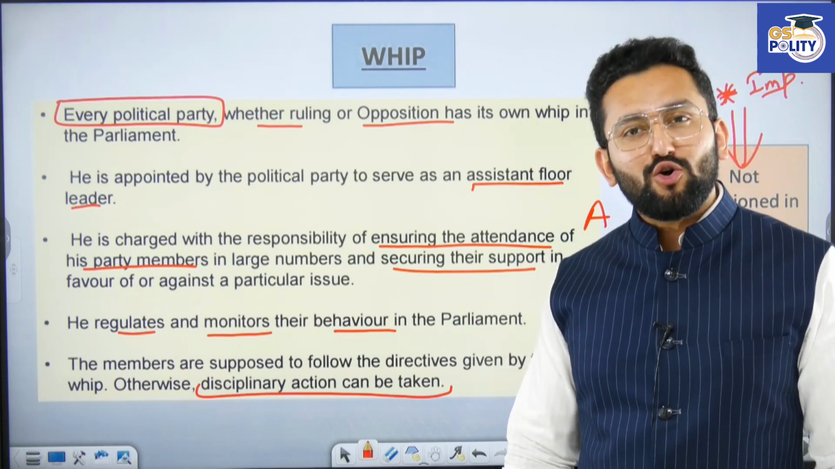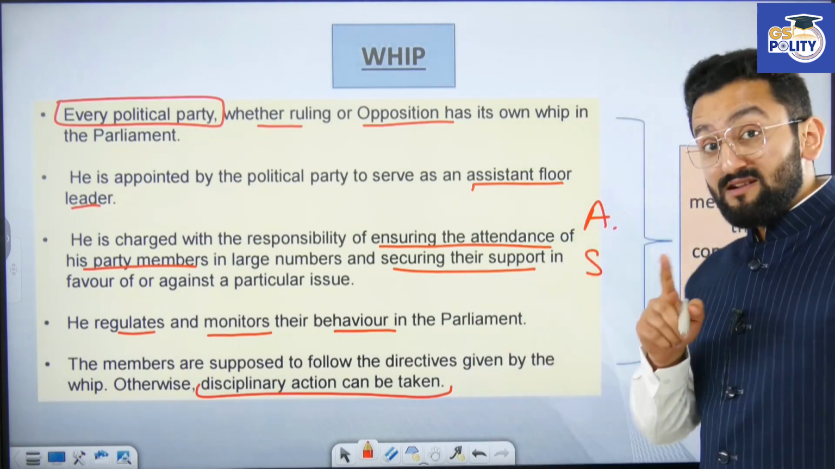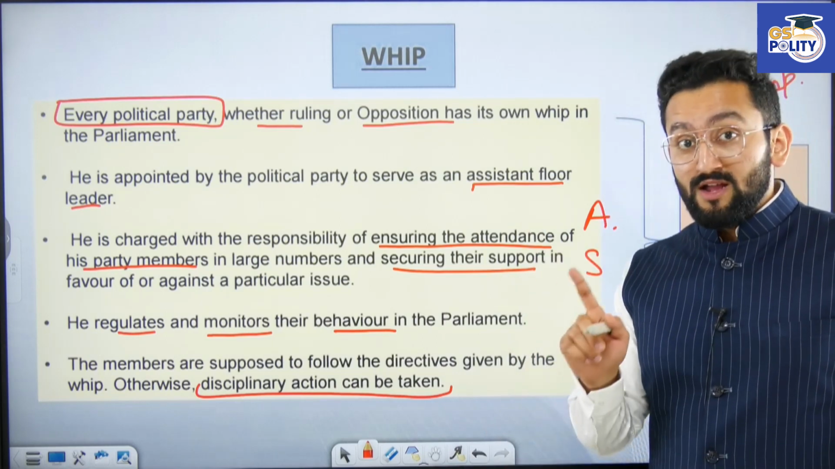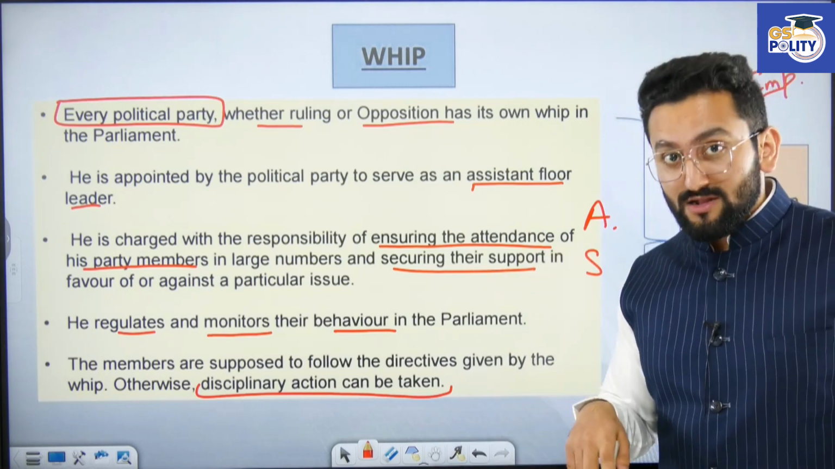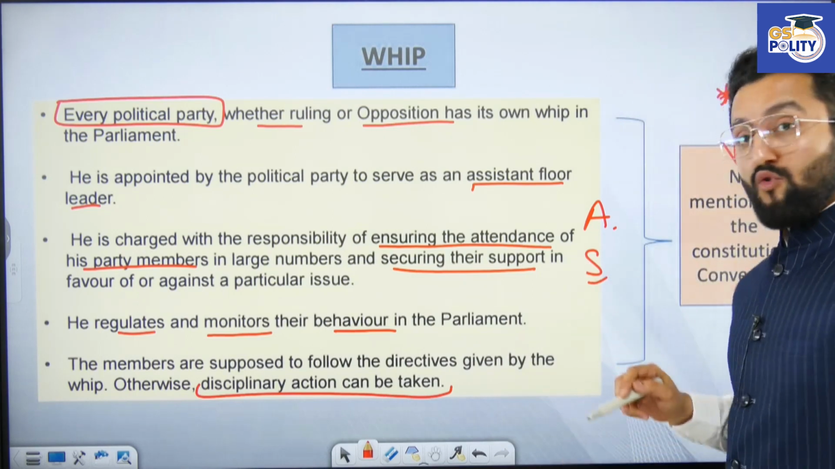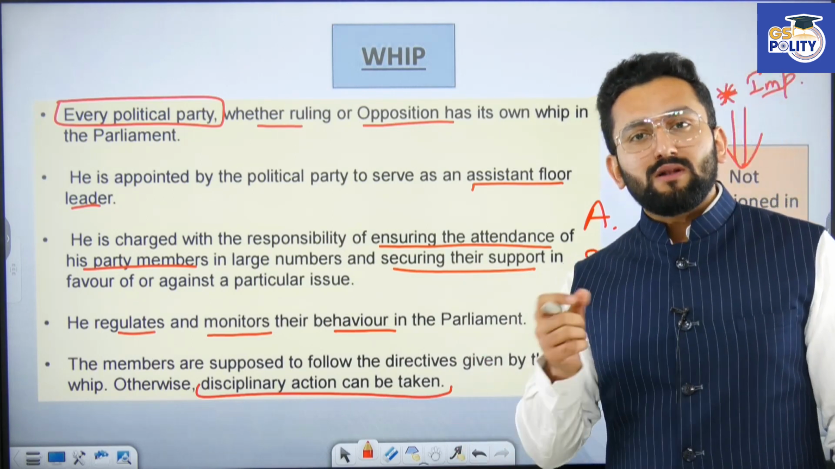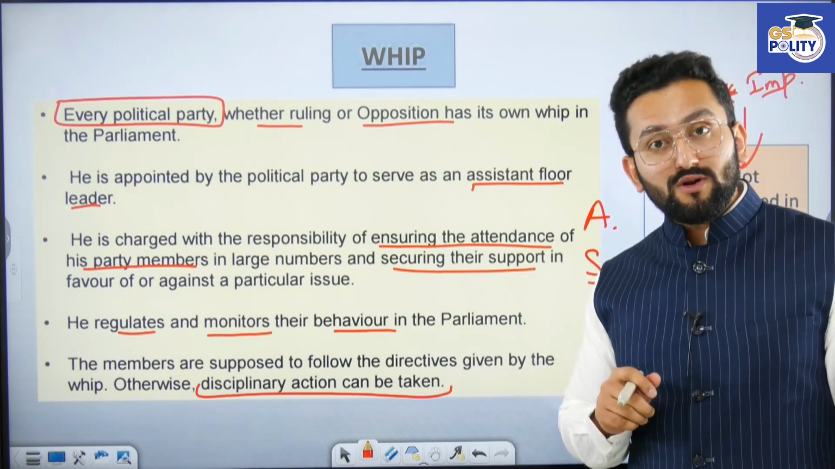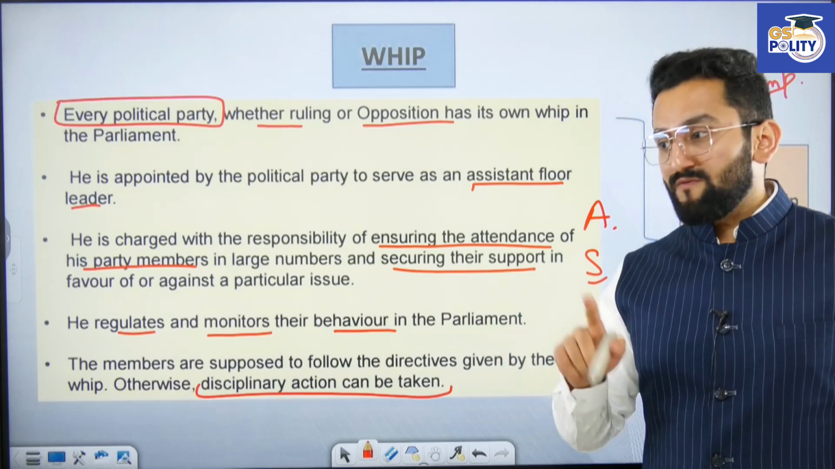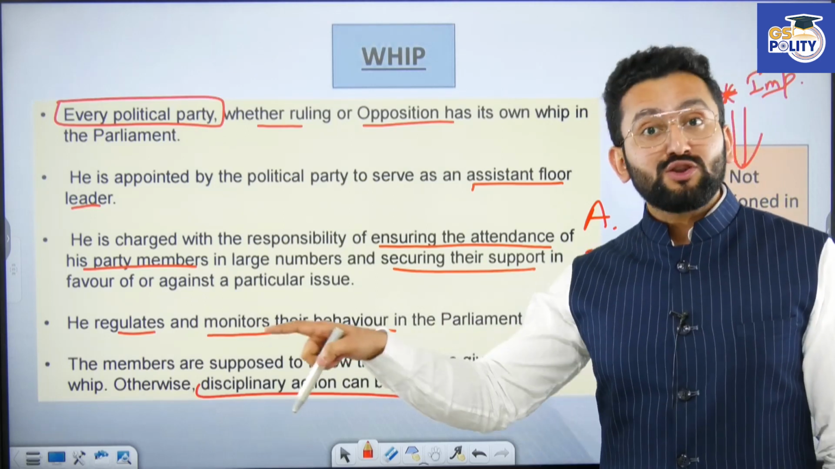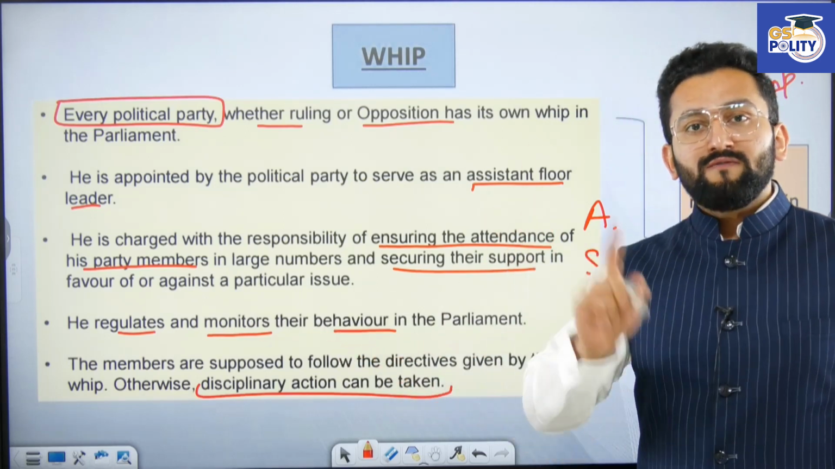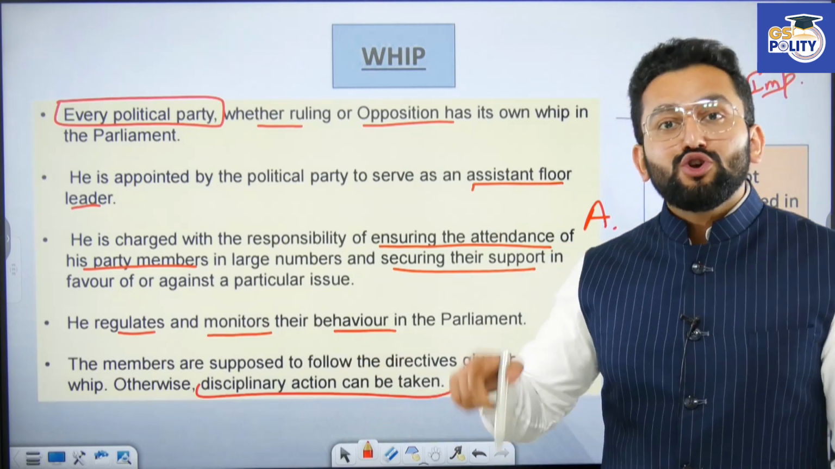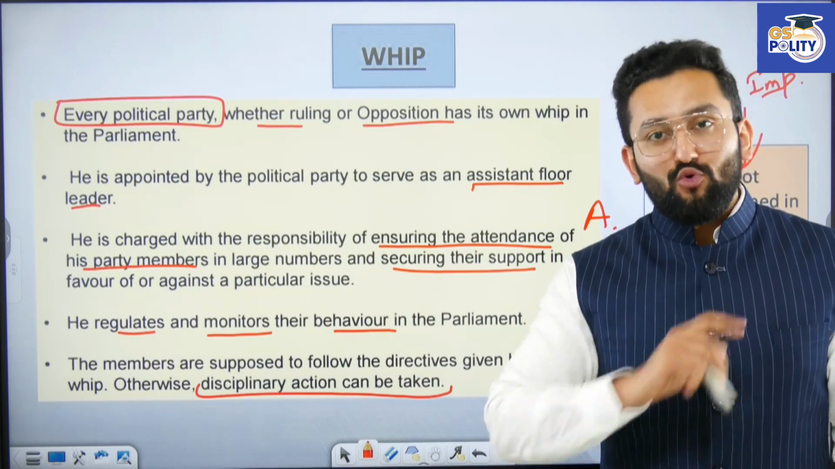And what kind of discipline are we talking about? First, attendance. You should be present. If you are not present, then you should communicate it, right? Then securing votes. For example, we are presenting a bill and we need necessary votes in the house, then only this proposal is going to pass. For that, whip is responsible. Whip communicates to every member of the political party, we are presenting this bill on such date and I want that all of you should vote in support.